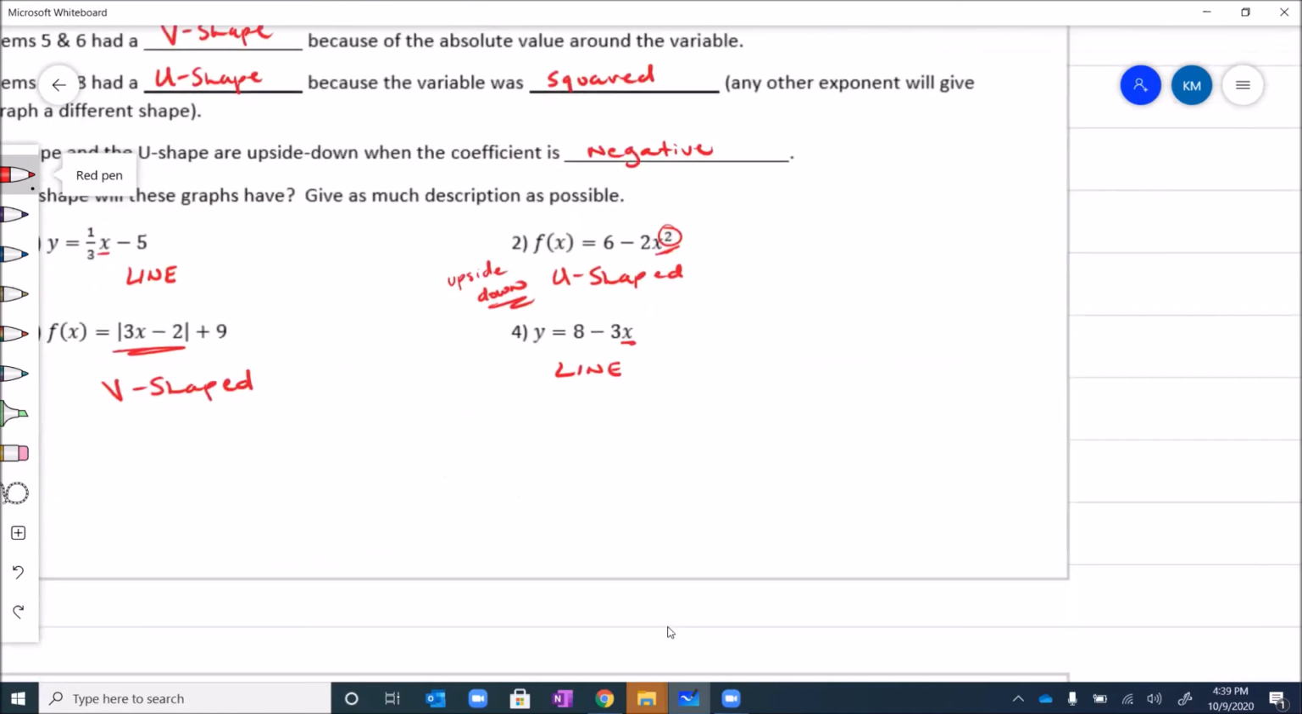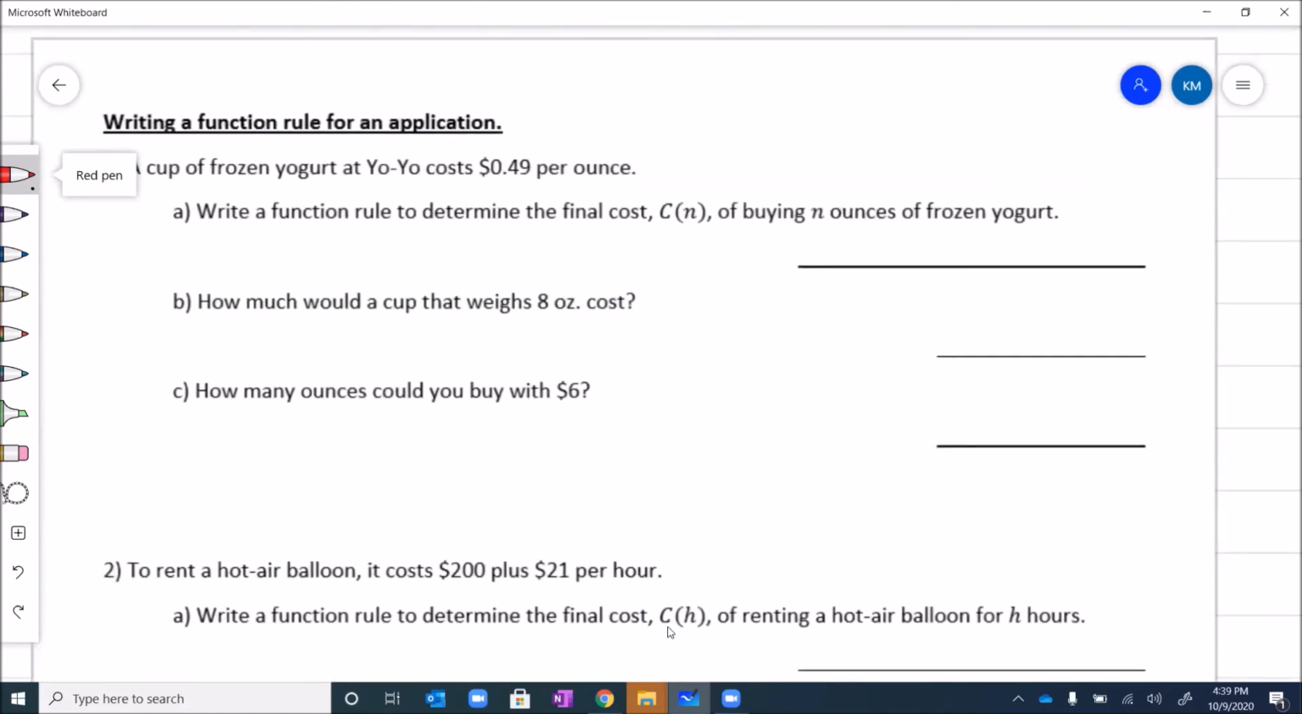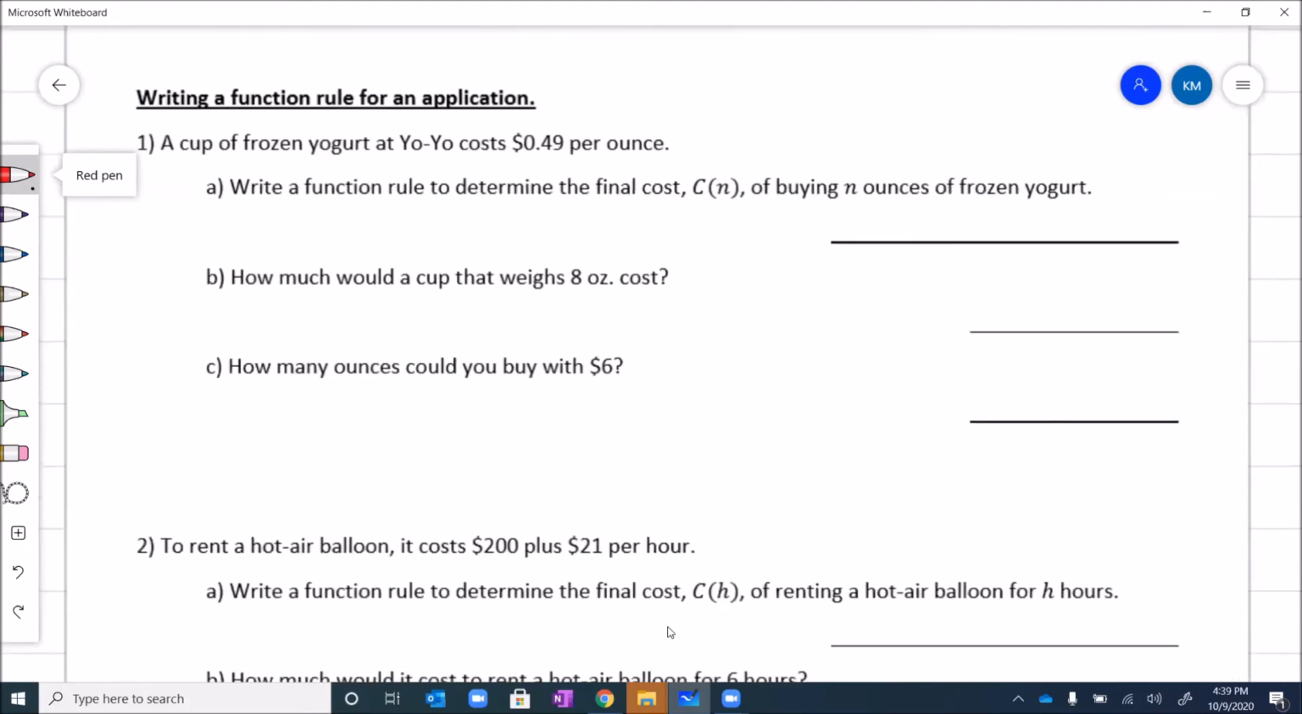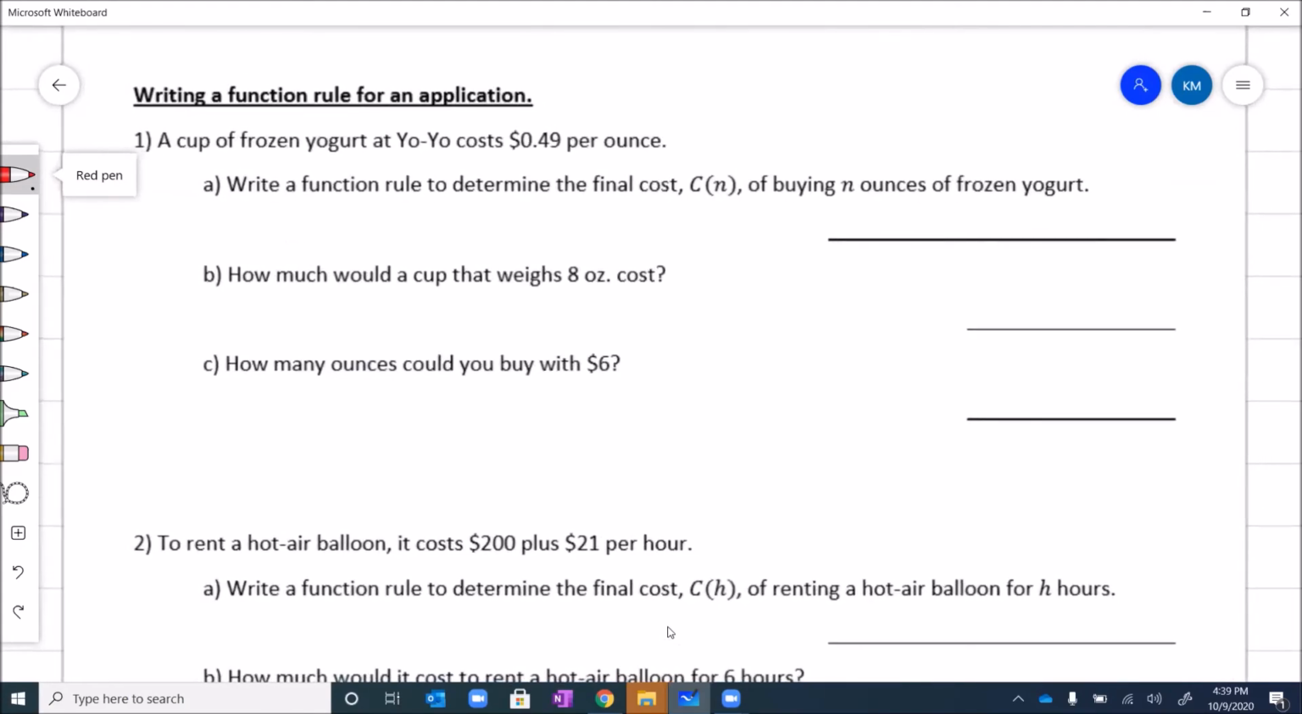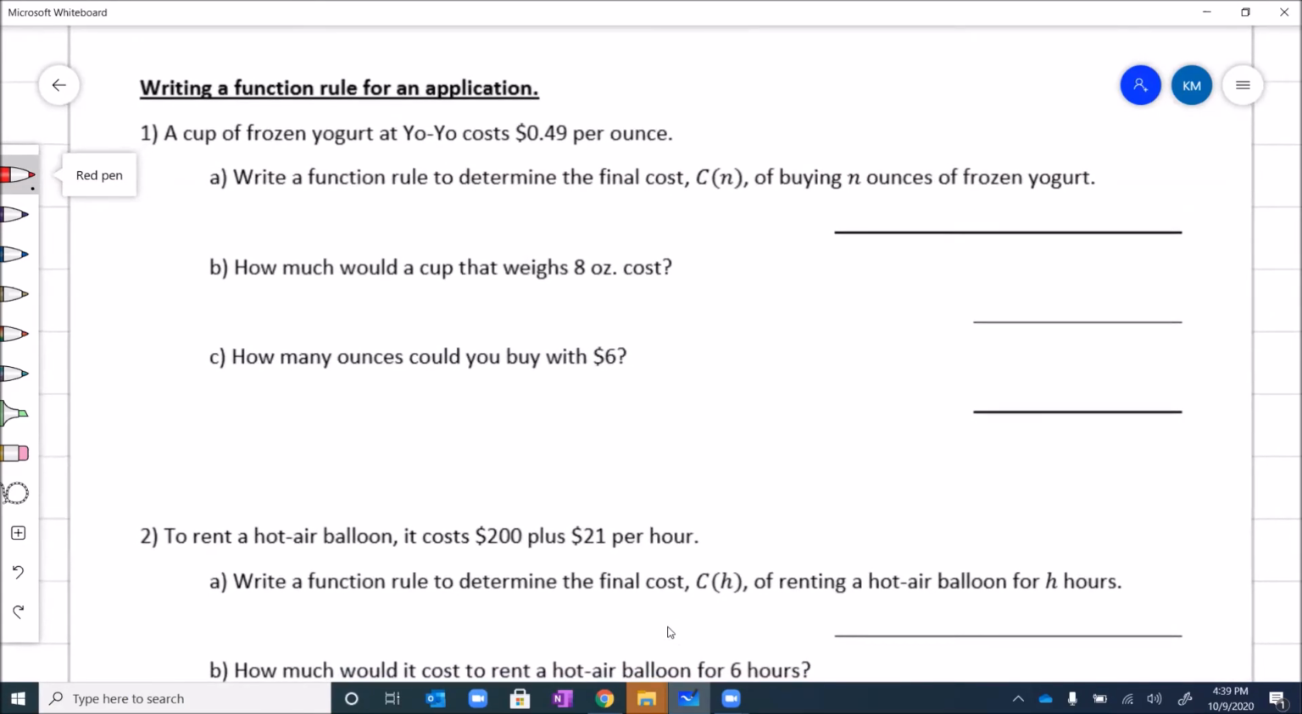Skipped a lot. All right, here we go. All right, so now we're writing function rules from a situation because we did it from a table. Now let's do it from a situation. It says a cup of frozen yogurt at Yo-Yo costs 49 cents per ounce. Write a function rule to determine the final cost, C of n, of buying n ounces of frozen yogurt. So here we go. All they're asking is like, hey, write this as an equation.